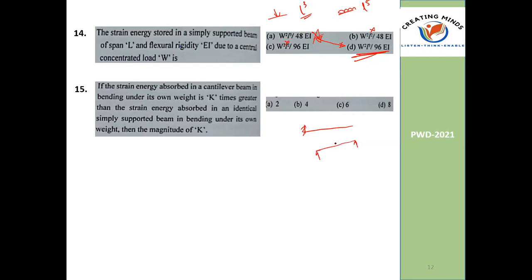What is the magnitude of k? Any guesses? Four. Others? Six. Any other answers? What about remaining students? Someone put a message, answer 4. Okay, 4 means B. How is it B? Any idea?